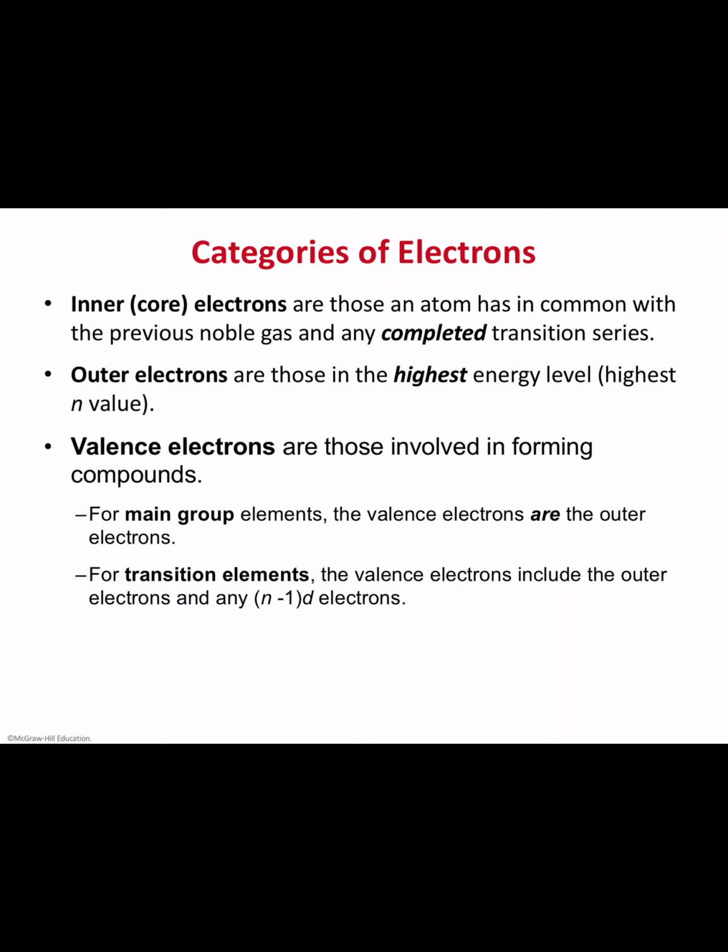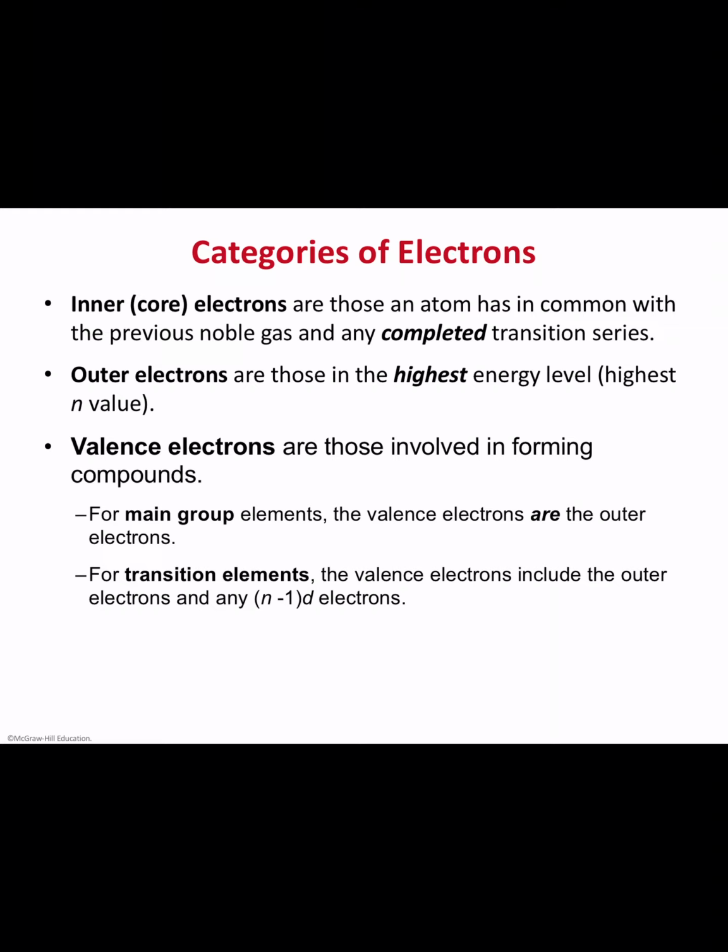They are the electrons that an atom has that are common with the previous noble gas configuration and any completed transition series. Remember, when we were trying to write the condensed electron configuration, we can write the noble gas configuration for the previous element, and then you can write the outer electrons. So the core electrons mean anything that would resemble noble gas configuration, and also any completed transition series.